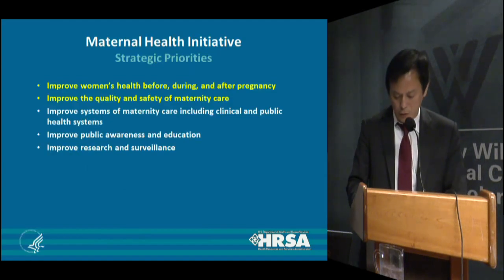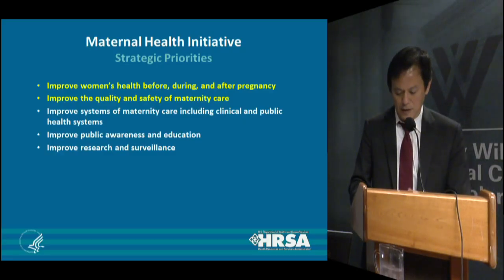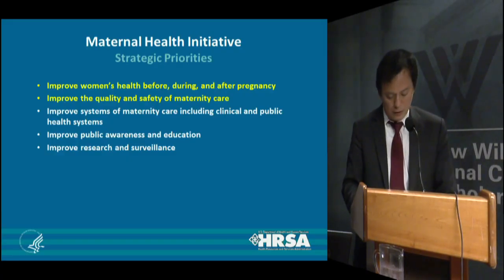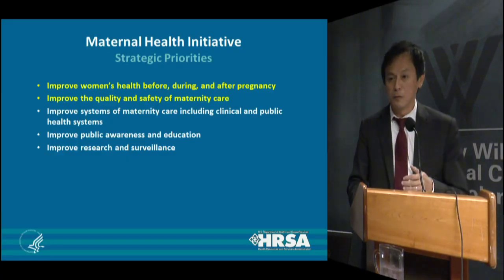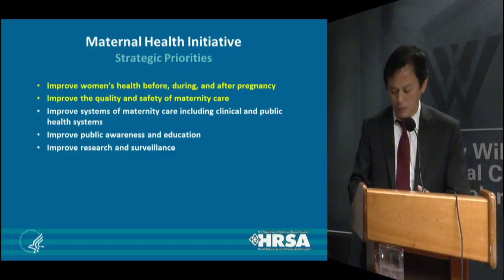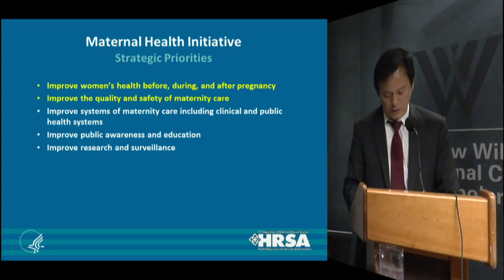So in 2012, the group conducted listening sessions, town hall meetings, and webinars, and a common vision about a framework for a national strategy on maternal mortality and morbidity was formed, with these 5 key strategic priorities: improving women's health not only during those 9 months of pregnancy, but before, between, and beyond pregnancy; improving the quality and safety of maternity care in the United States; improving systems of maternity care, including public health and clinical systems; increasing public awareness and education; and improving surveillance and research.